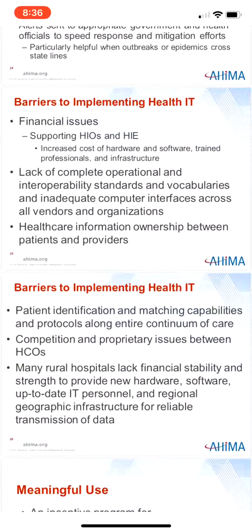And then many rural hospitals lack financial stability and strength to provide new hardware, software, up-to-date IT personnel, and regional geographic infrastructure for reliable transmission of data. The ONC has developed an infographic, which is shown in Figure 11.3, on how HIT can improve the state of healthcare in the United States. And you may be able to see that better on the computer screen as well. All right, moving over to 190, we're going to start with meaningful use.